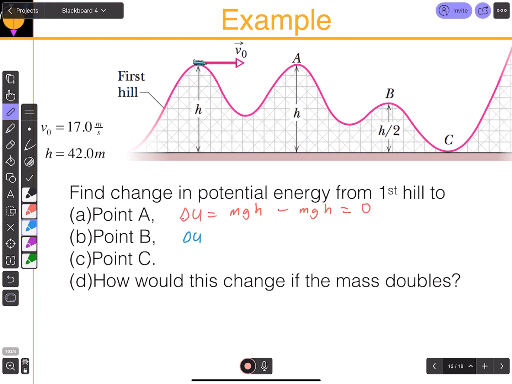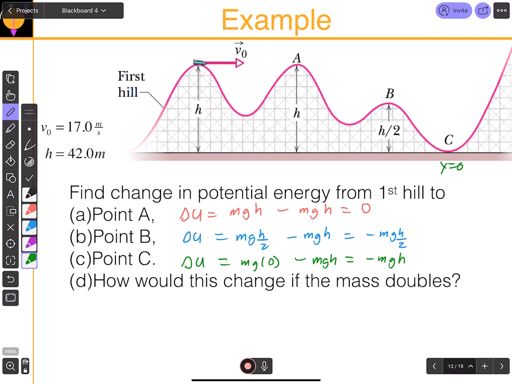For point B, right? How high is point B? Well, it's at h over 2, so it's going to be mg h over 2 minus the initial height, which is mg h. So that ends up being minus mg h over 2. So that's the change in potential energy from the first hill to B. So now let's find the change in potential energy from the first hill to C. Well, at C, the height is 0 here. You can see that y is equal to 0. So it's going to be mg times 0 minus the initial, which is the first hill, mgh. So it's just minus mgh.